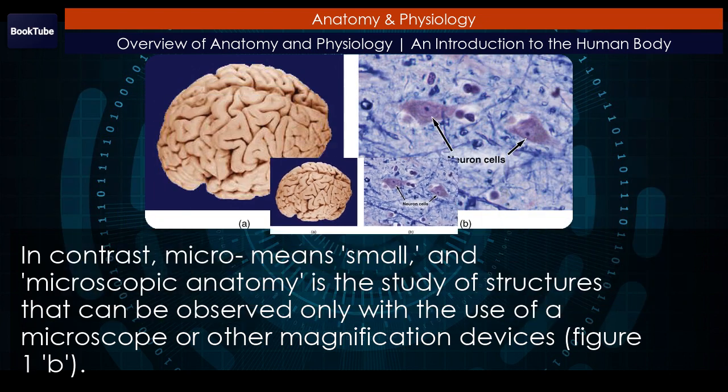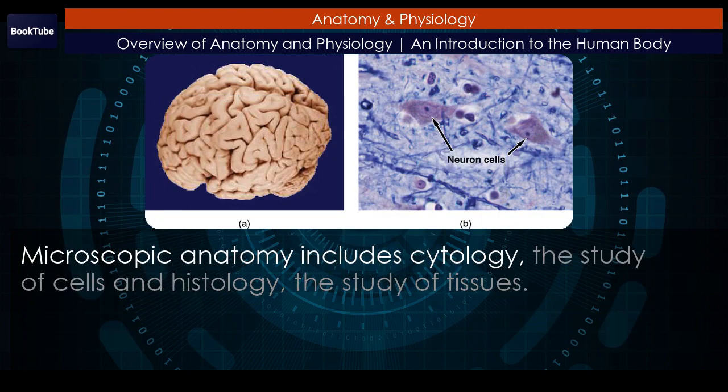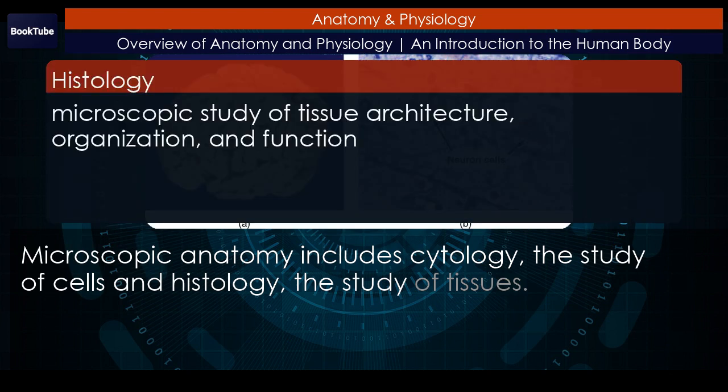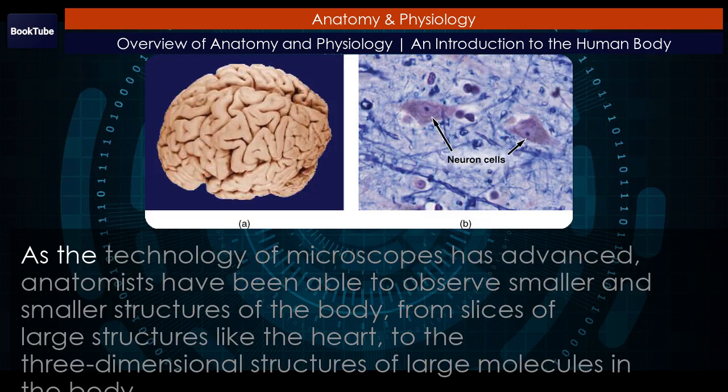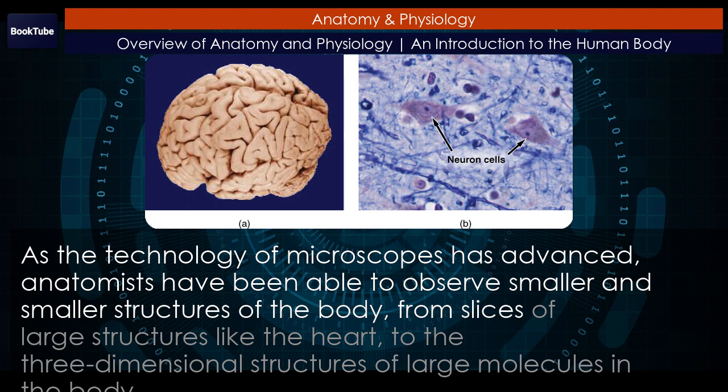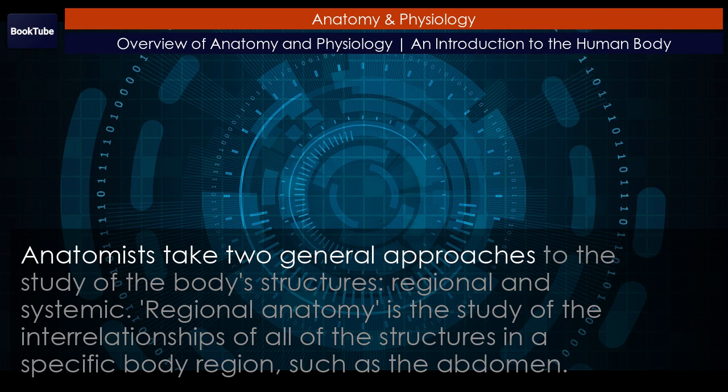Microscopic anatomy includes cytology, the study of cells, and histology, the study of tissues. As the technology of microscopes has advanced, anatomists have been able to observe smaller and smaller structures of the body, from slices of large structures like the heart, to the three-dimensional structures of large molecules in the body. Anatomists take two general approaches to the study of the body's structures: regional and systemic.